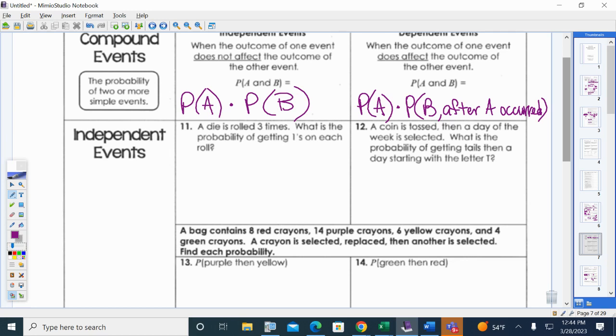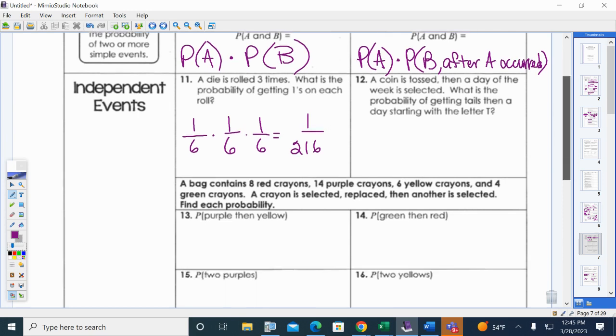Number 11. A die is rolled 3 times. So now we're talking about just one die, not multiple, just one die. That's the singular. A die is rolled 3 times. What is the probability of getting ones on each roll? So for roll number 1, the probability of rolling a 1 is 1 out of 6. And then I'm going to pick that die up and do that again. So each time the probability is the same. So 1 out of 6 times 1 out of 6 times 1 out of 6 is going to give me 1 out of 216.